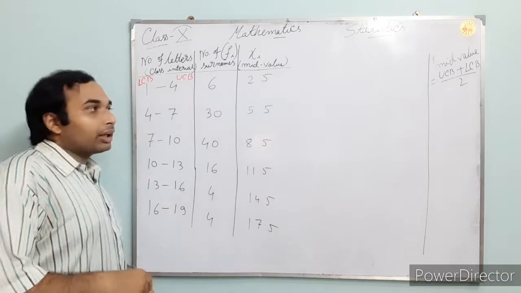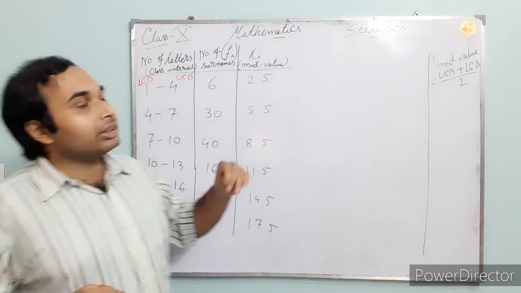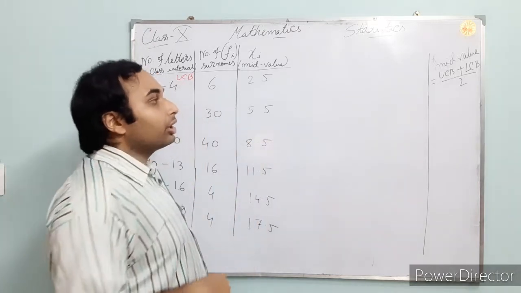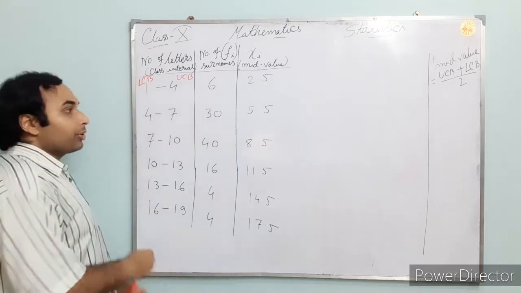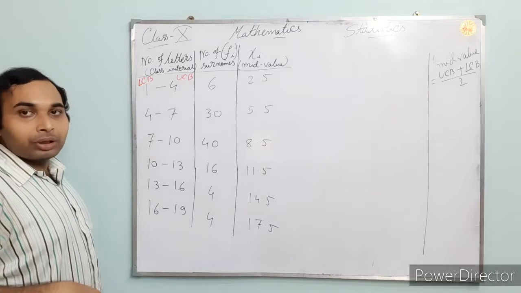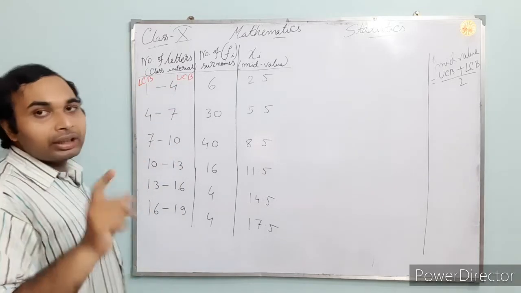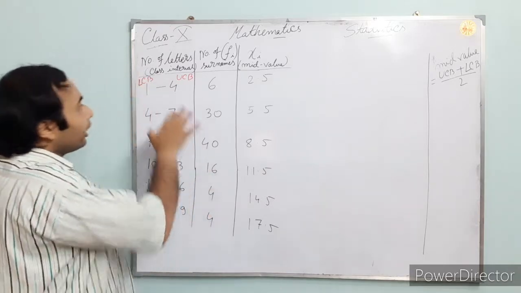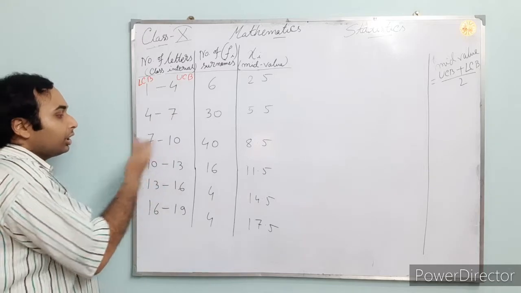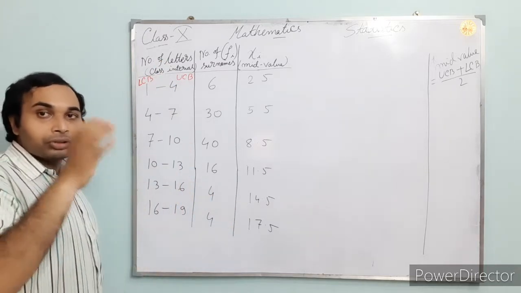In the previous part I told you that D is the class interval. That was my mistake. D is not the class interval, D is the class width. Class width means upper class boundary minus lower class boundary. How long is the interval? The length of the interval is the class width. So here the class width is 4 minus 1, that is 3, or 7 minus 4, it is 3, 10 minus 7, it is 3. All the class intervals are of equal length.